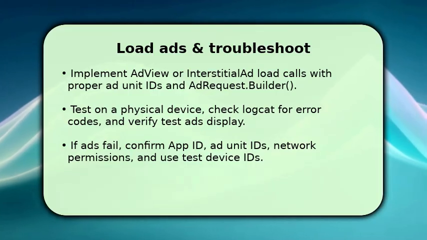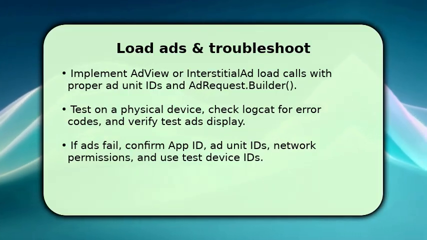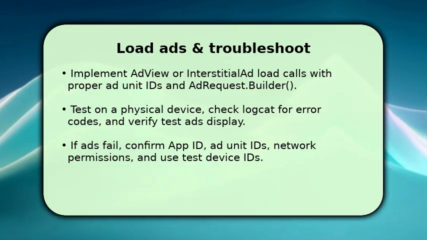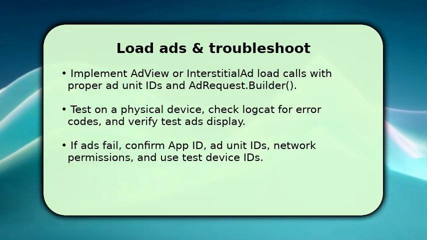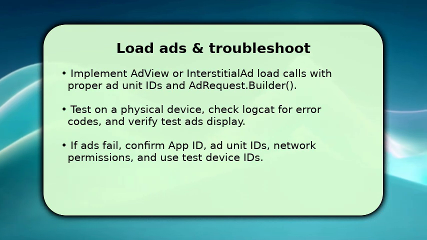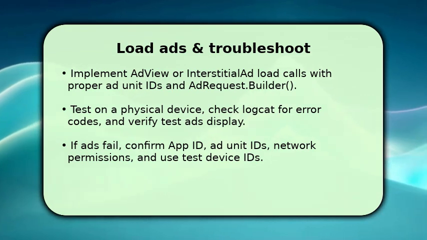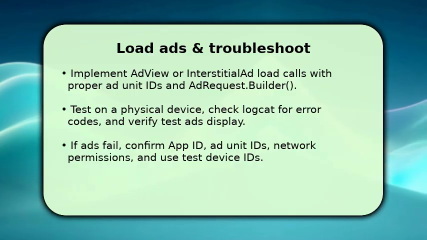If nothing shows, double-check your app ID and ad unit ID in the manifest and code, ensure permissions are set, and register test devices. Once tests succeed, replace test ID with production units and monitor fill rates and analytics.